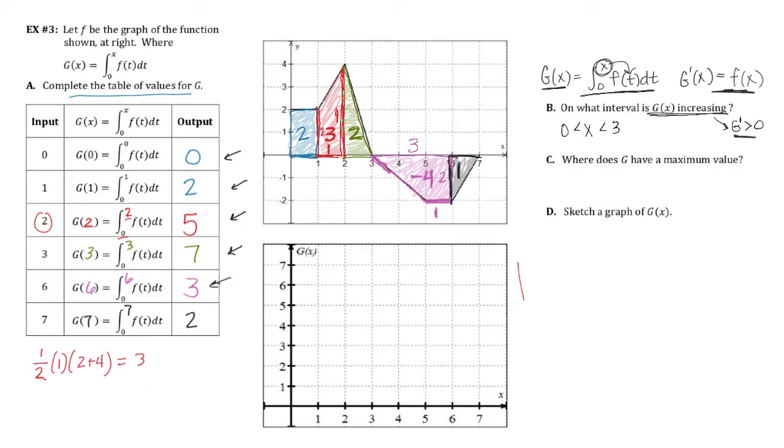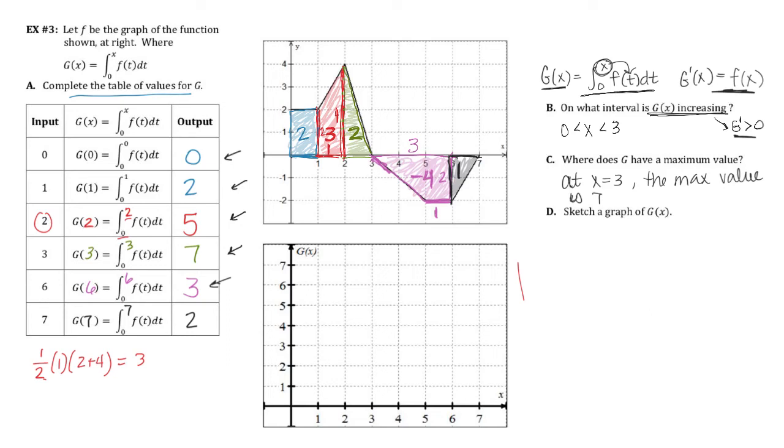Where does G have a maximum value? Well, let's go back over here and look. Where was that maximum value? That maximum value occurred at, well, if my pen will write, at x equals 3. The maximum value was, or well, I guess it's present, is 7. That was the highest value we had.